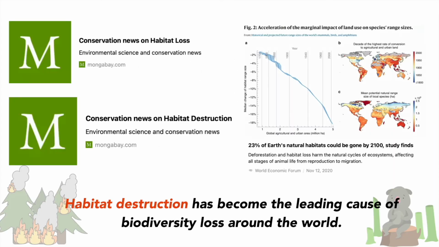When species lose their habitat, they must adapt or move. Well, what do you think will happen to them? Otherwise, they will die. Think about what might have lived on the very spot your home or school is on now. What was the native habitat? Well, habitat destruction has become the leading cause of biodiversity loss around the world.